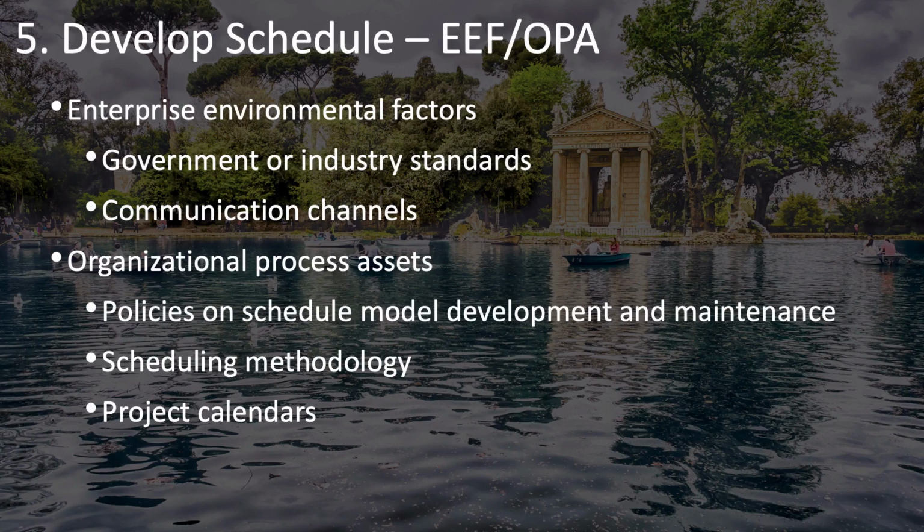Organizational process assets that can affect the development of your schedule include your organization's policies on schedule model development and maintenance, which may also include specific scheduling methodologies that are required or recommended, as well as project calendars. Why project calendars? Project calendars are actually an output of this process, so why is it an organizational process asset? Because you have other projects that you need to coordinate with, and their project calendars can affect how you put together your project schedule.